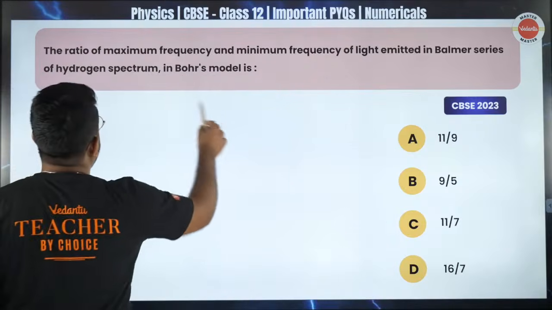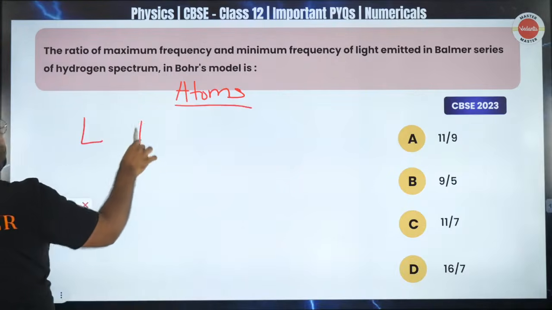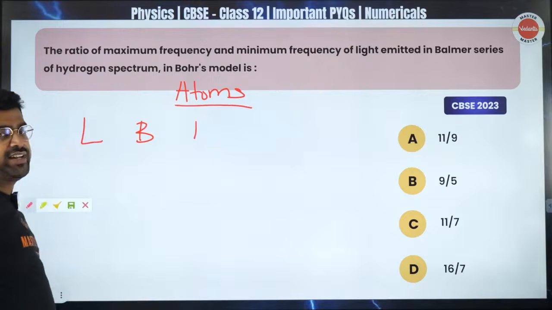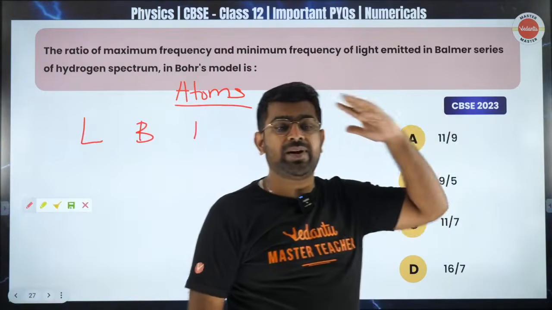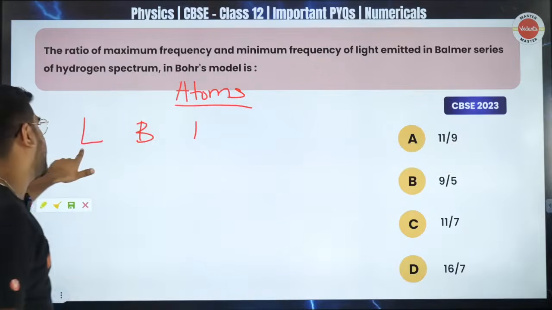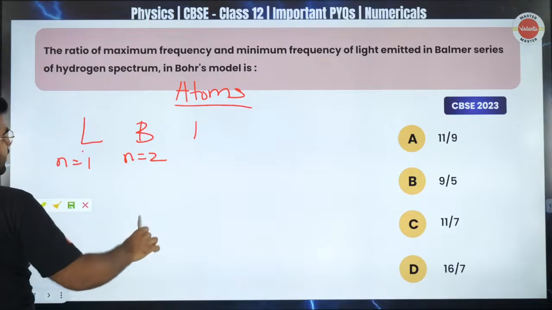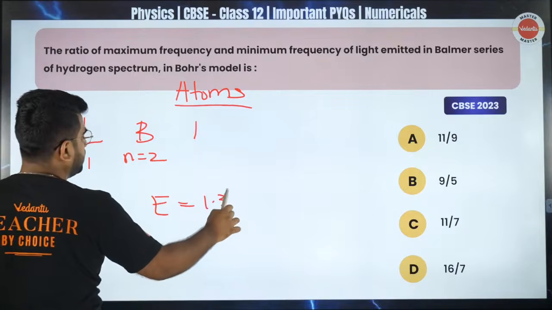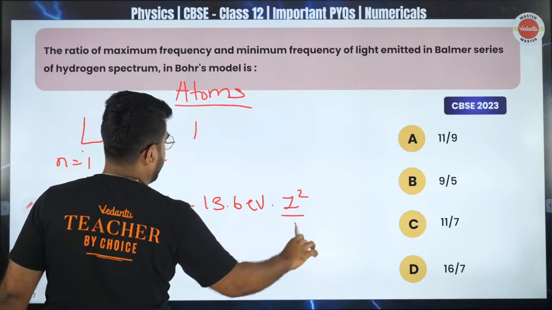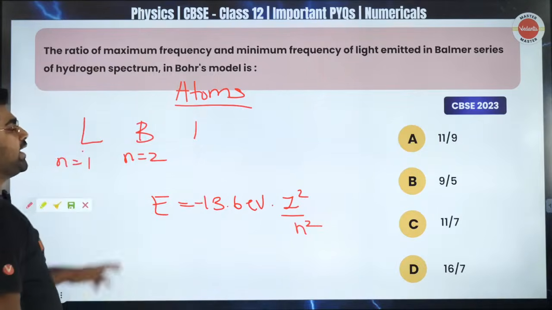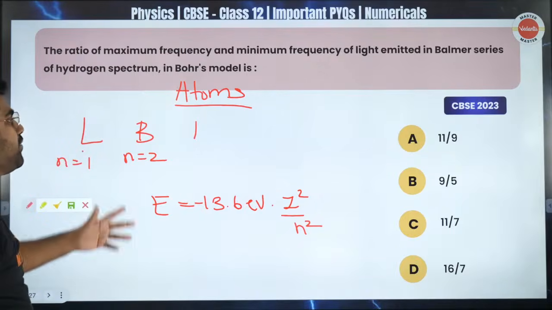Now, this is from the chapter called atoms. In atoms, first Lyman, Balmer, then Paschen, then Brackett, then Pfund, then Humphreys, many series like this. Lyman is from n equal to 1, Balmer is from n equal to 2. So we know that energy is equal to 13.6 eV into Z square by n square with a minus sign. So that is the energy of a given state, a given orbit.